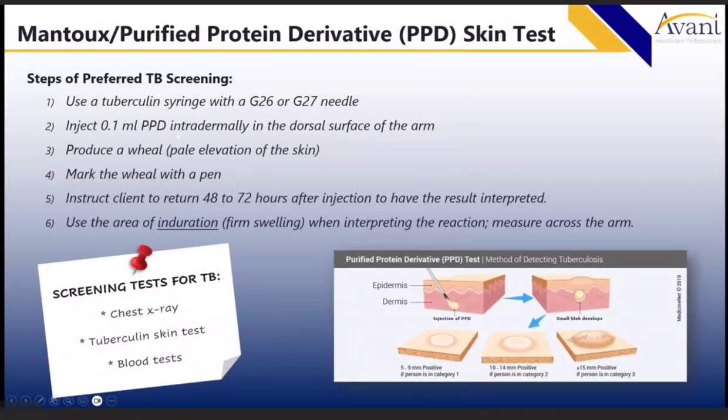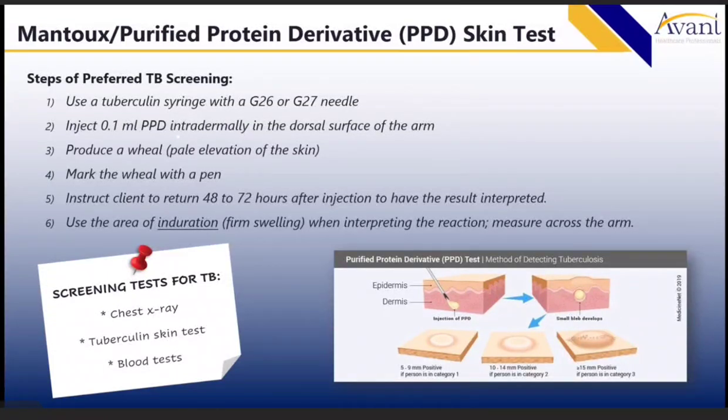Let me see if I have that in my notes to give you guys. Sometimes we remember to tell each other this stuff. Okay. All right, so an induration greater than 5 millimeters is positive in individuals. Oh, sorry, I had it backwards.